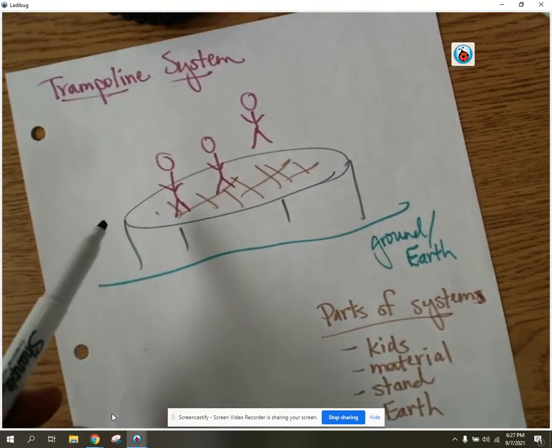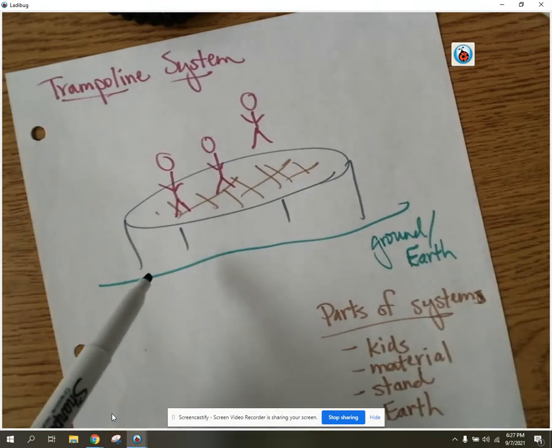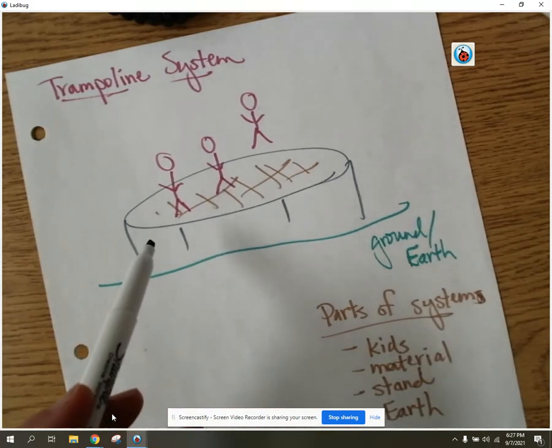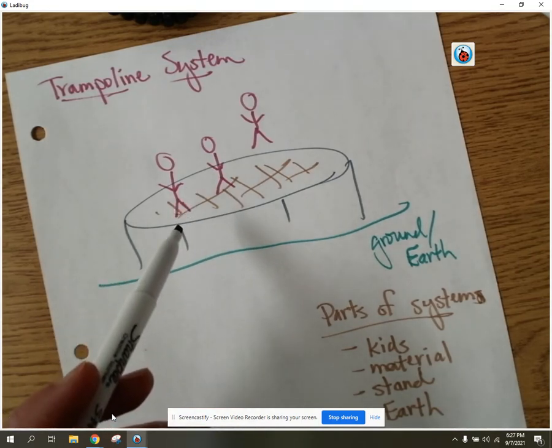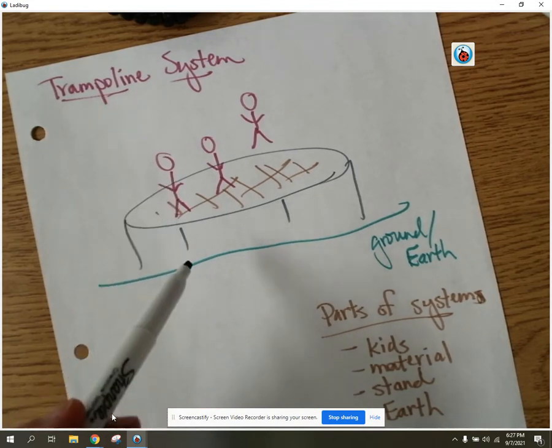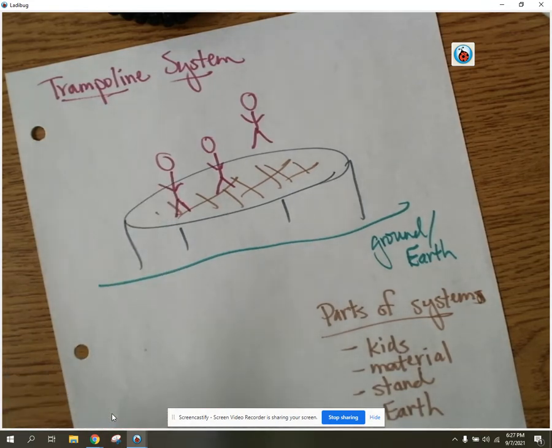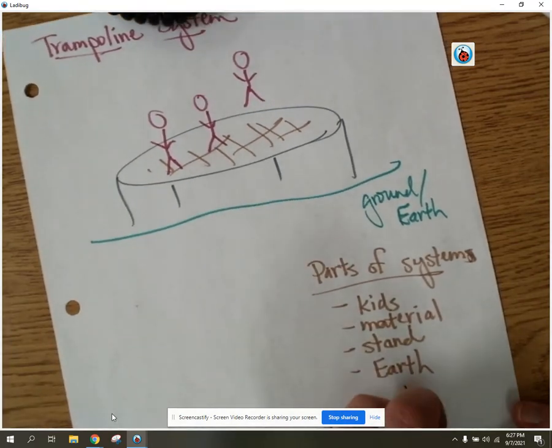Okay, so obviously the stand gives something for the material to be attached to. It's shaped in a way that matches the shape of the material. The material is bouncy, which allows the kids to jump up and down. The ground gives us what? Or the earth gives us gravity. So that's why this is a huge point.